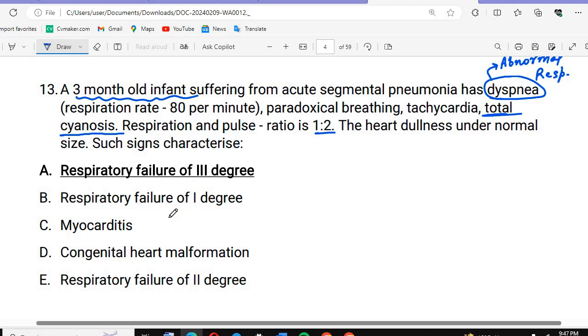So we can see respiratory failure of the 3rd degree, 1st degree, myocarditis, congenital. Maybe the question is from respiratory failure, maybe from myocarditis, maybe from congenital heart malformation, maybe from respiratory failure of the 3rd degree. One more trick to solve the questions. If you don't know anything, in the multiple choice question there will be options like here: respiratory failure of the 1st degree, 2nd degree, 3rd degree.